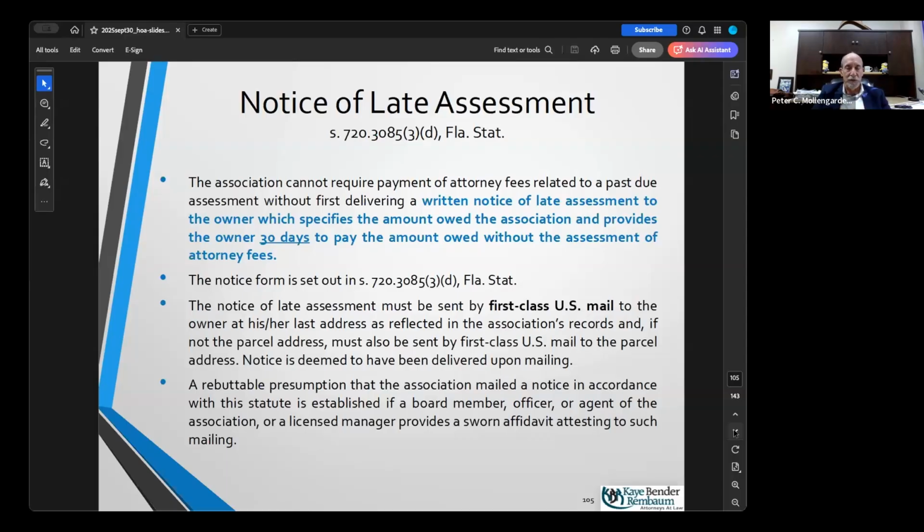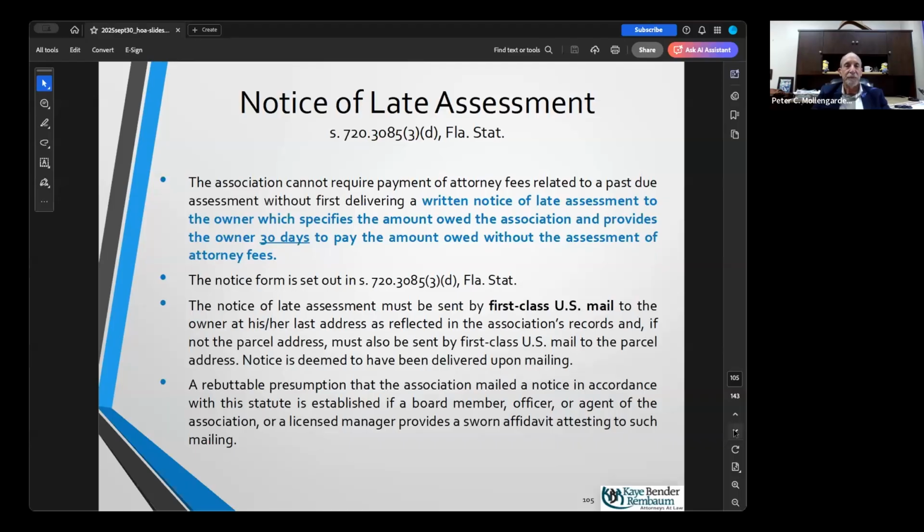But talking about attorney's fees, you cannot charge attorney's fees on a delinquent account, on a collection, unless first you send them a notice of late assessment, which complies with the form set out in the statute, which is 720.3085. Okay, that notice of late assessment will specify very specifically what they owe. You must break it down in terms of the amounts and the due dates. You have to give the owner 30 days to pay.